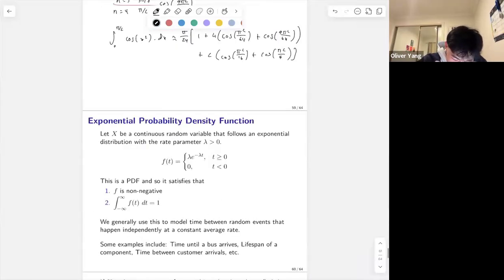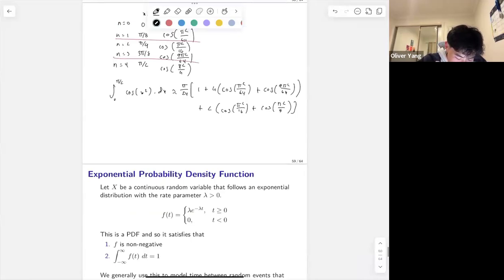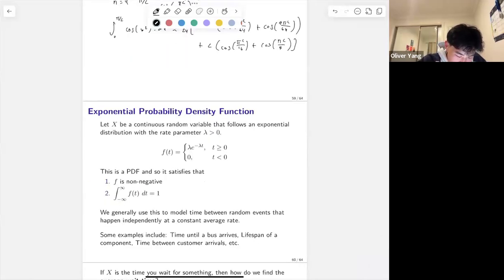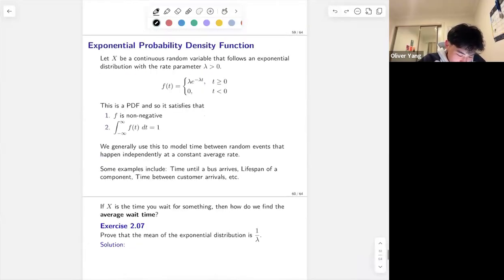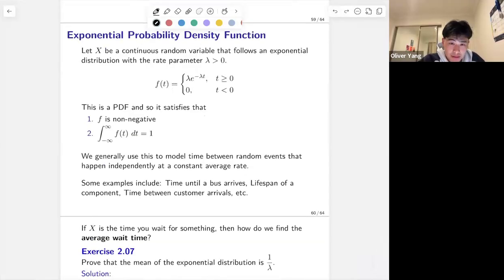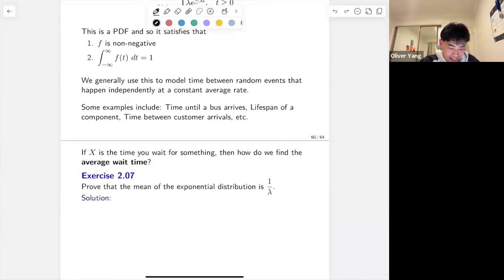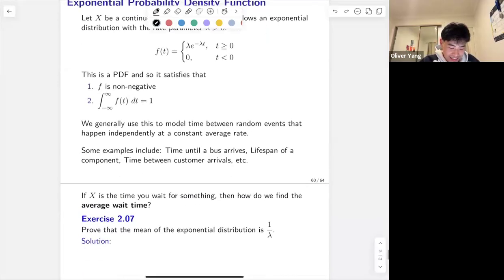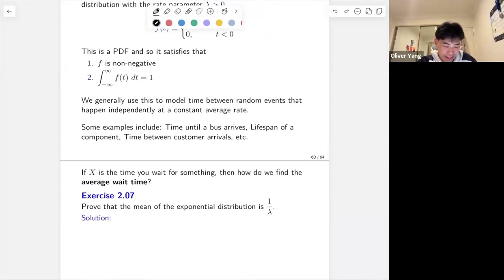Okay, cool. And then finally we have exponential PDFs. So this is what it is. It's non-negative, and we know that the entire area under it is going to be 1, because you can't have a probability of more than 100%. We use it to model waiting time for things. But how do we find the average wait time? So here's a proof.